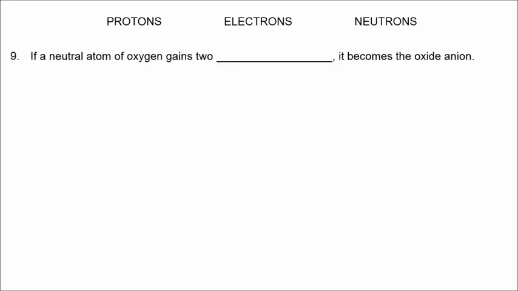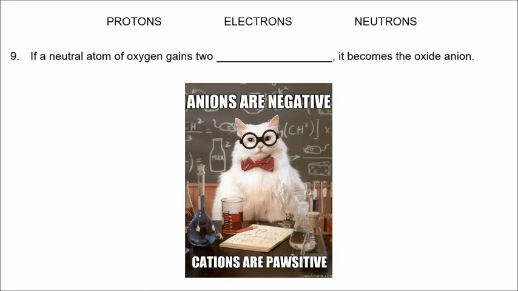Number 9, if a neutral atom of oxygen gains, well, remember that if it's an anion, it is negative, and cations, as you can see, are positive. So we're looking for an anion, which is negative, so we are gaining electrons.